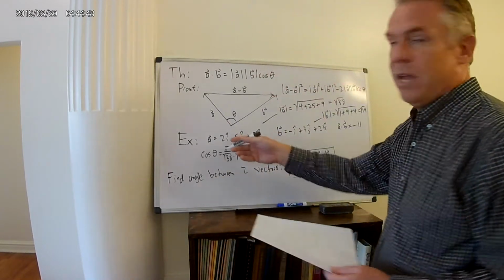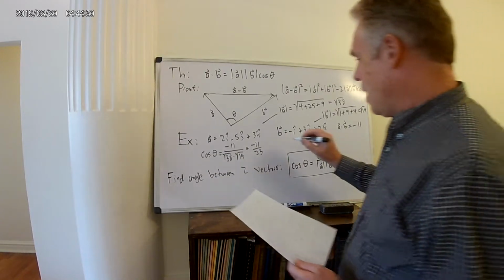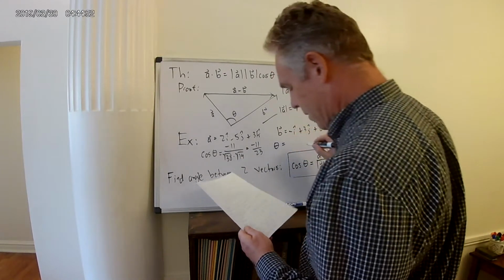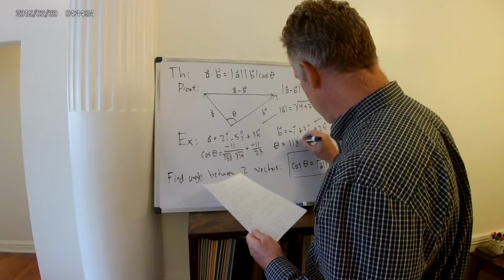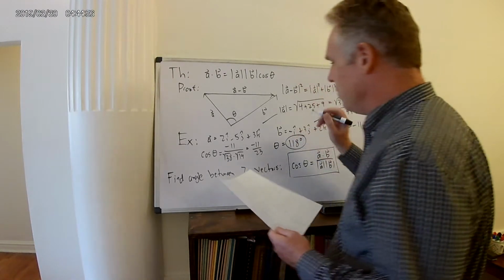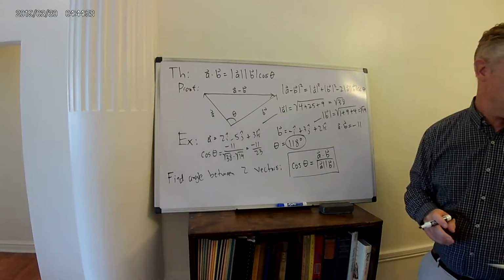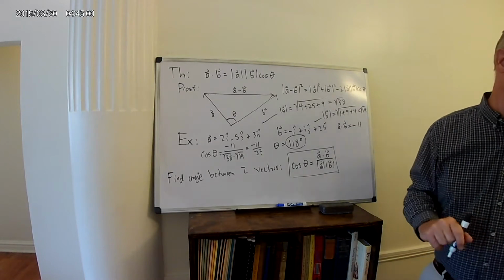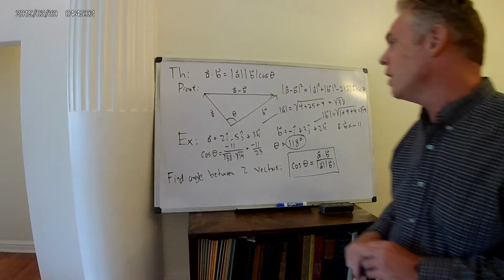I now would take the inverse cosine to get the angle. And if you do that, this angle comes out to 118 degrees. Okay. So this is the angle between these two vectors. So this is a very useful theorem to find the angle between any two vectors.